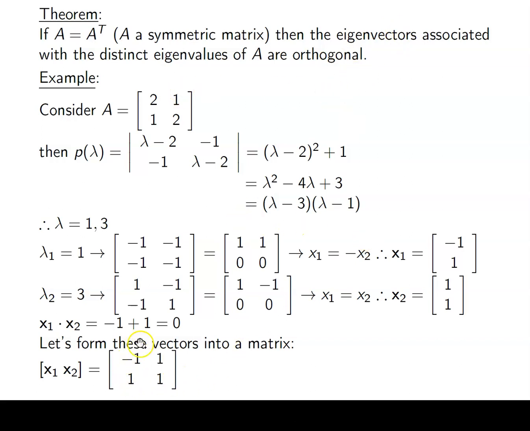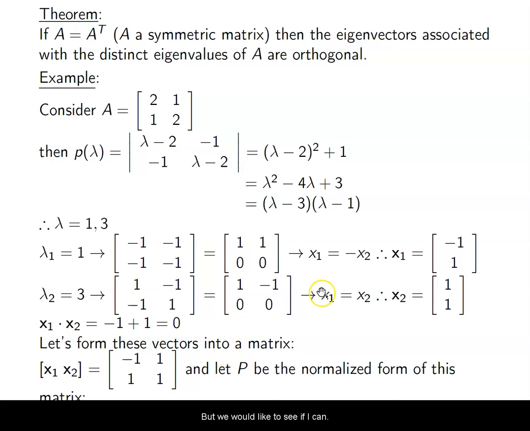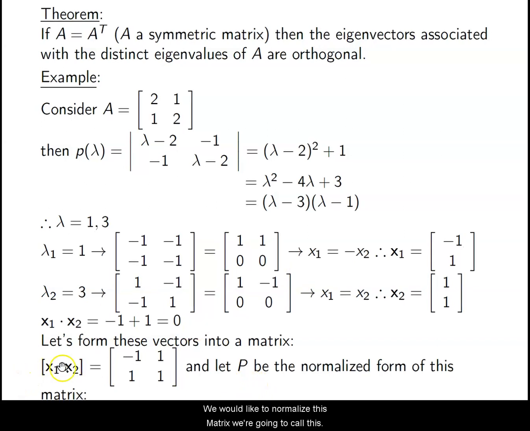So I have -1, 1 and 1, 1. I'm just keeping them from smallest to greatest. You'll see later that we actually want to get into the habit of going from greatest to smallest. So I'm just going to throw that out there. But for right now, it doesn't really matter what order we are. But we would like to, let's see if I can make the screen a little bit bigger for you guys so you can see what's going on down here. There we go. We would like to normalize this matrix.